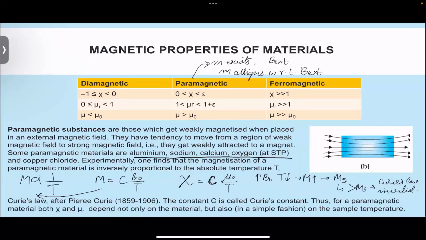Then you have the other substance that is called the paramagnetic substance.